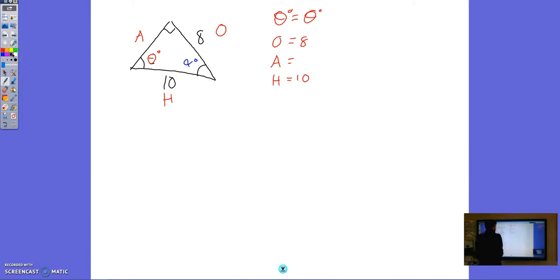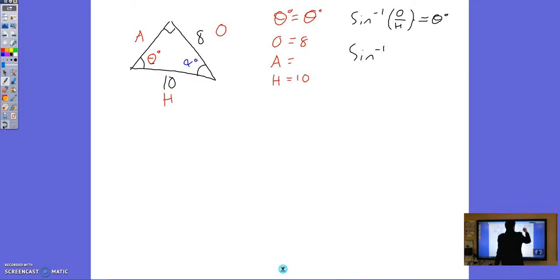I have theta, opposite, and hypotenuse. So I'm going to be using sine. Because I'm looking for an angle, I'm using sine inverse of opposite over hypotenuse. That is opposite over hypotenuse, and that will give me my angle of theta degrees. When I substitute sine inverse, my opposite is 8. So it is 8 divided by 10. And that is all equal to theta degrees. I put that into my calculator. So sine inverse of 8 divided by 10. And that gives me a final answer of 53.13 degrees is my theta value.